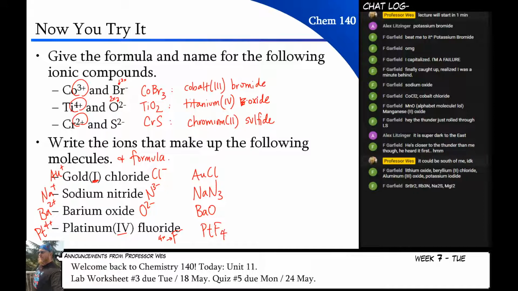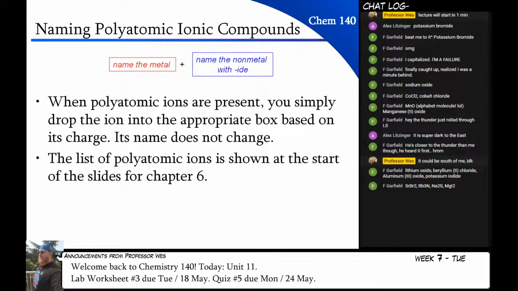Any questions in the chat, let me know. Now, those are not the only ions that you're going to encounter. You're going to encounter polyatomic ions as well. What do you do when you have polyatomic ions? Well, all you need to do is drop the name of the polyatomic ion into the box that you see. So if I was looking at, say, this, then I would just drop the name for ammonium right here. And you just ignore whatever else is there.